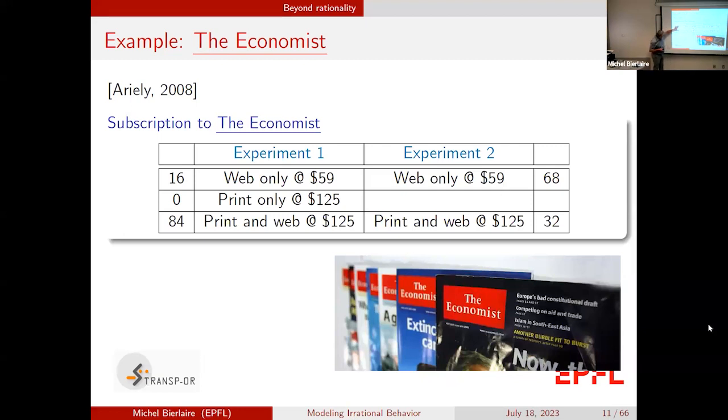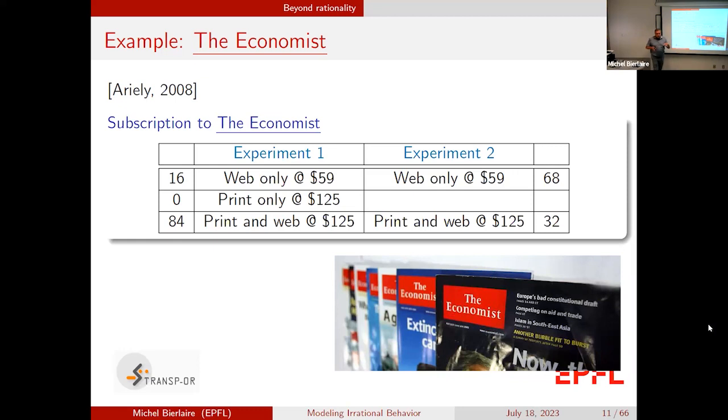But if you look at the share of the other two alternatives, they are completely reversed. In this case, the majority, almost 70%, decided to take the web only. And in the other case, it's exactly the opposite. 84 people took the expensive one. So this is something interesting because the presence or absence of something which is actually irrelevant, because nobody will ever buy it, changes the odds completely. And this is something which is known in marketing as the decoy effect.